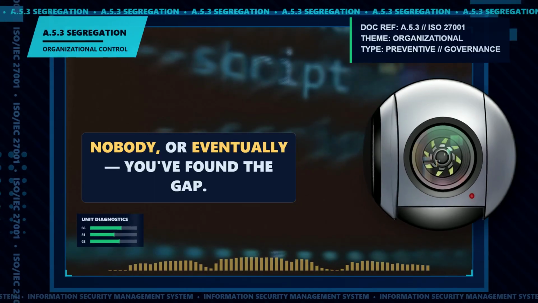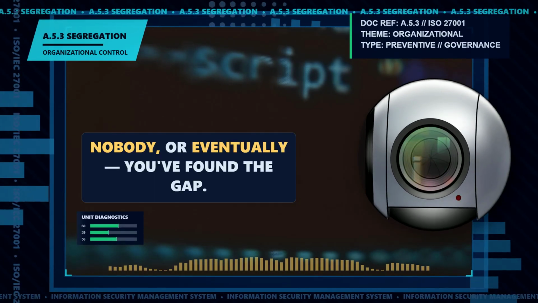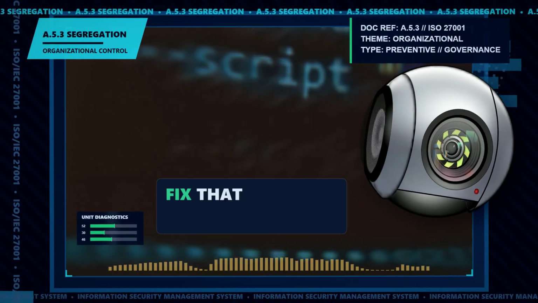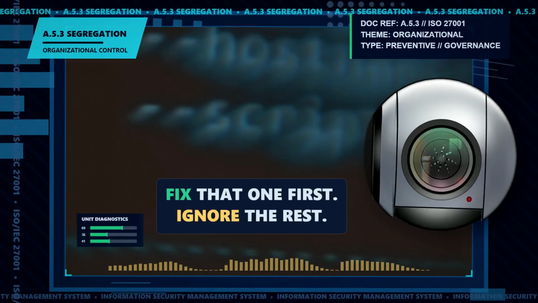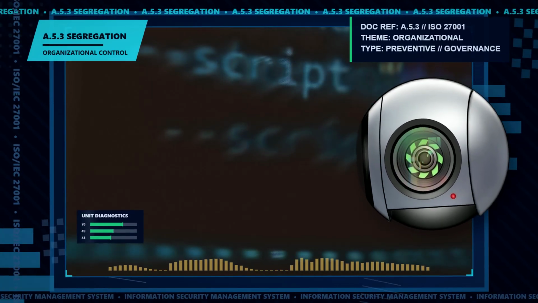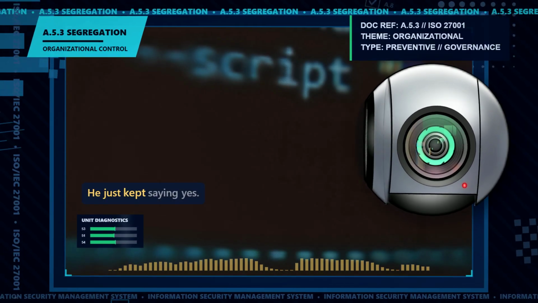If your answer to any of the 3 is nobody, or eventually, you have found the gap. Fix that one first, ignore the rest. And please be kind to Dave. He didn't design this, he just kept saying yes.